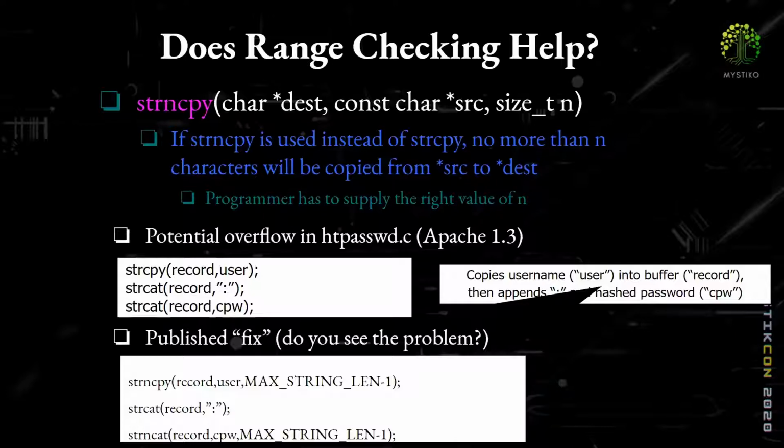Since strcpy is being used, in the attacker-controlled parameter user we can enter a string of a size greater than the size of record. In this case, we are overflowing the buffer. Once the fix was published, we can see that instead of strcpy, strncpy is used, and the size parameter was specified so that there cannot be a buffer overflow in this case.